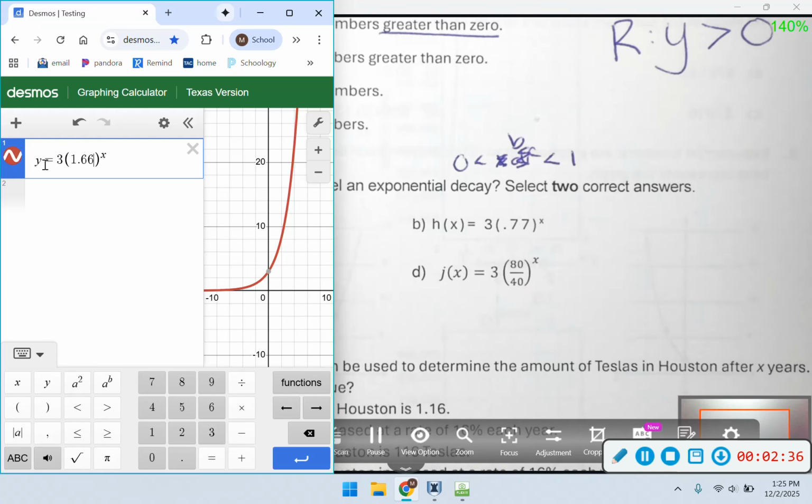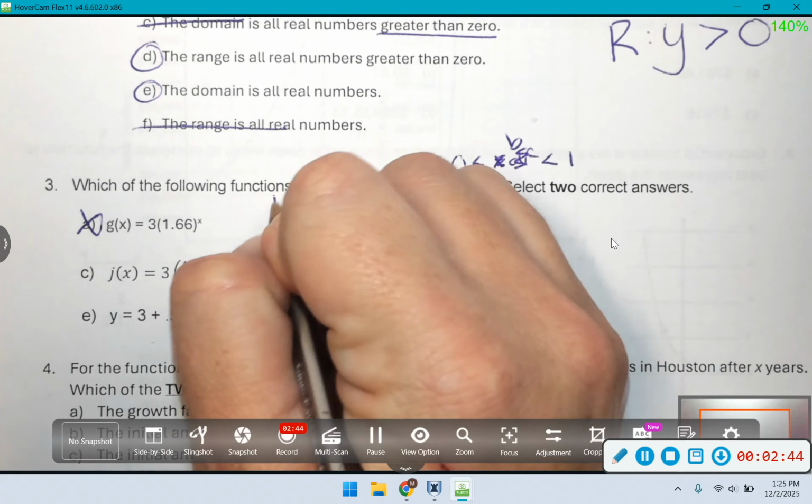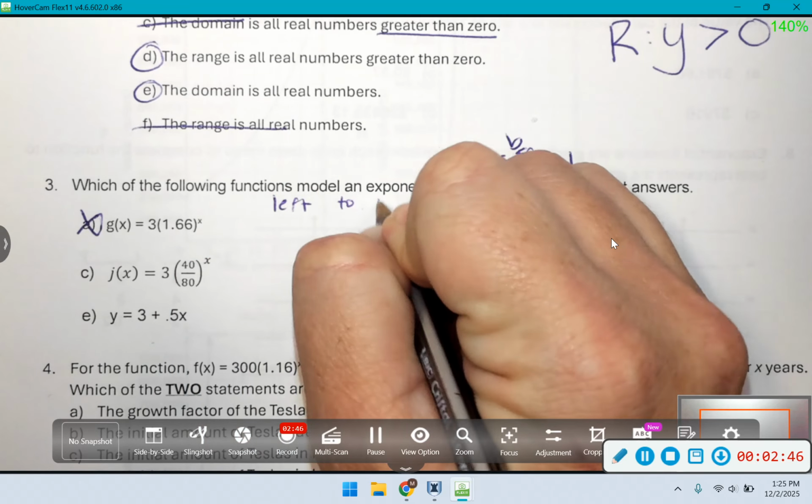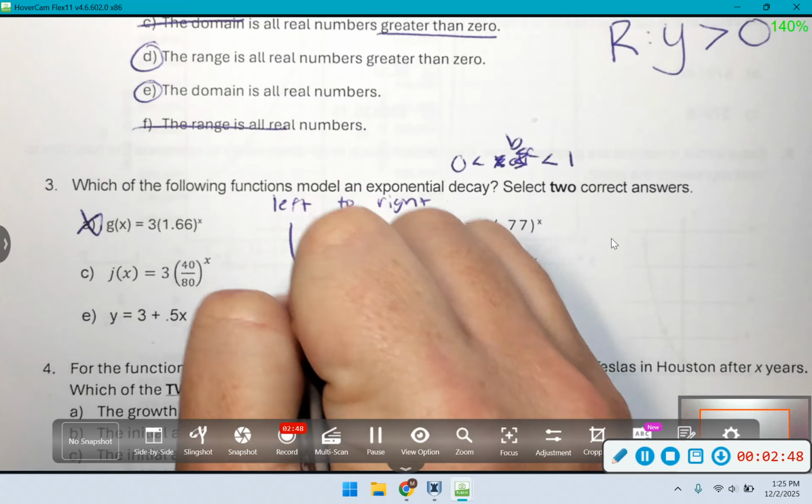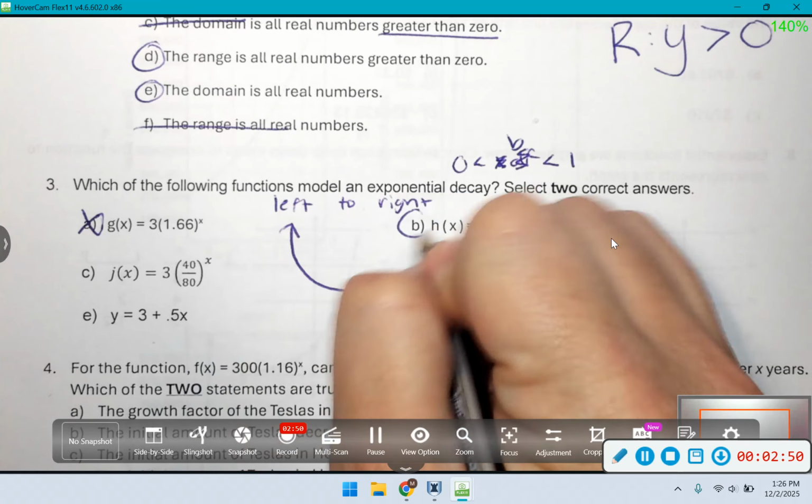Now B is 3, and then it says 0.77. That is decay. From left to right, it goes down. So remember, we want it left to right. That's how we read our graph, just like a book. And it needs to go down like this. So B is an answer.